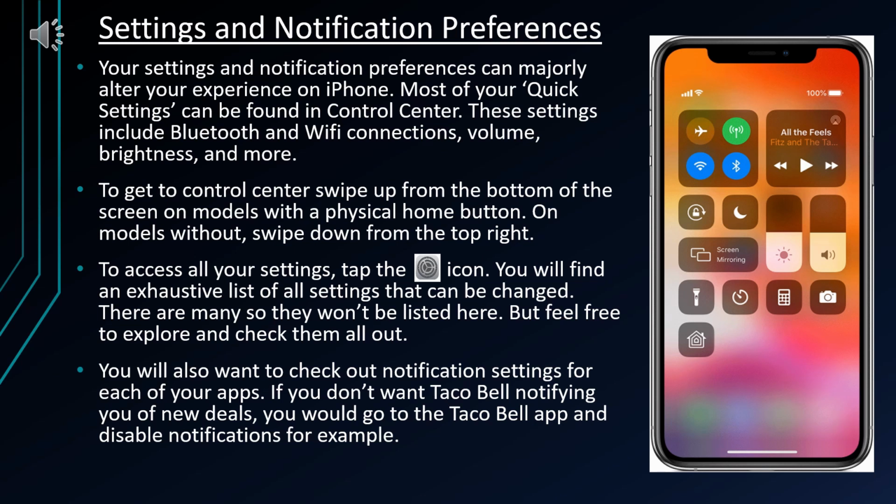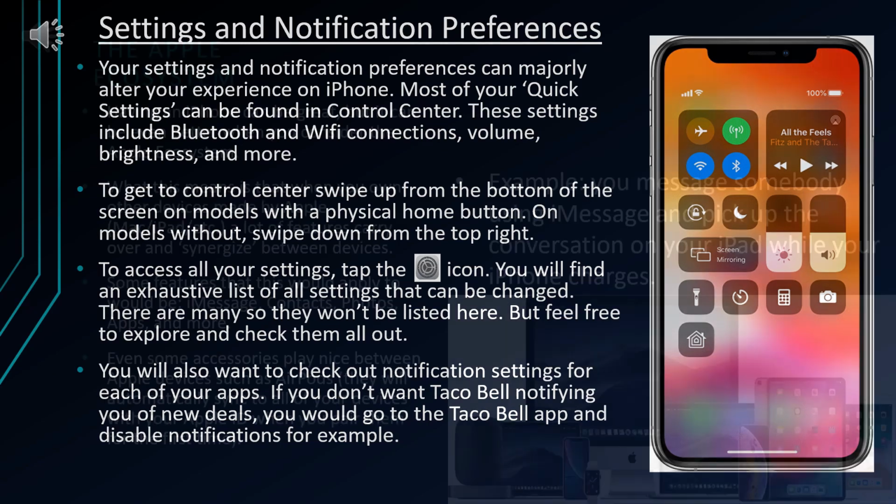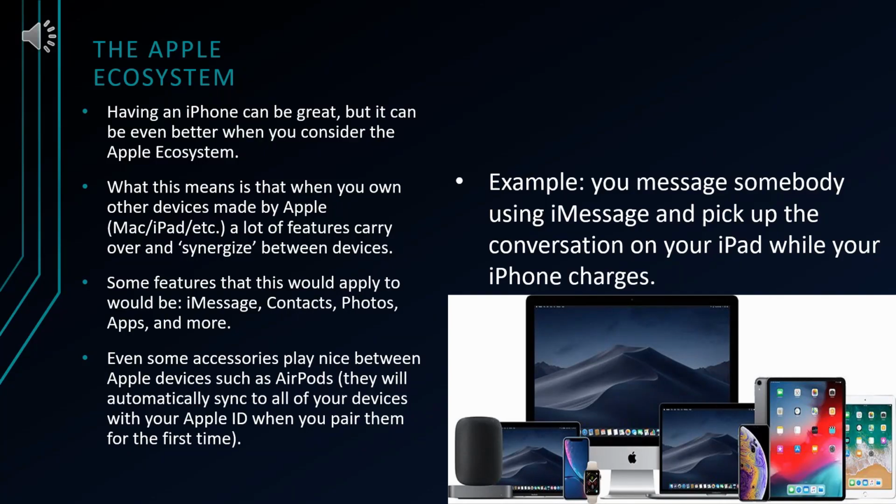To access all your settings, tap the gear icon. You'll find an exhaustive list of all settings that can be changed. There are many, so they won't be listed here, but feel free to explore and check them all out. You'll also want to check out notification settings for each of your apps. If you don't want Taco Bell notifying you of new deals, you would go to the Taco Bell app and disable notifications, for example.